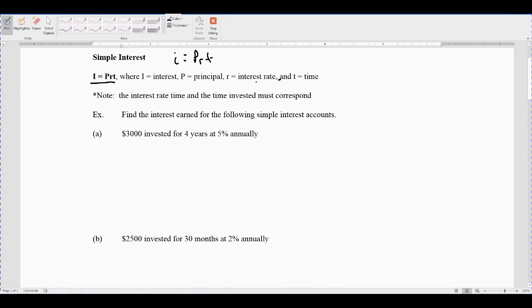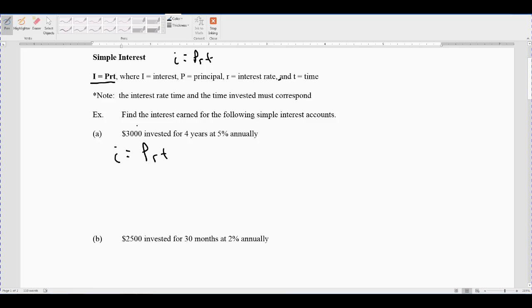R is the interest rate. We're always going to convert that to a decimal. And time is T. Now the interest rate and the time invested must correspond. We'll talk about that with these examples. So what we're going to do in the first couple of examples is find the interest earned. To do that, we're going to use this formula, I equals PRT.